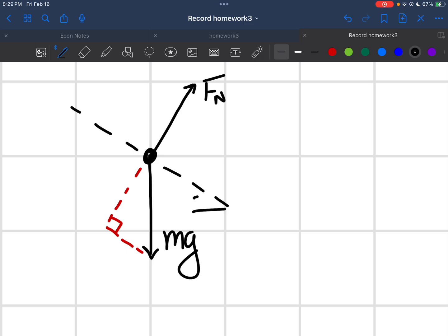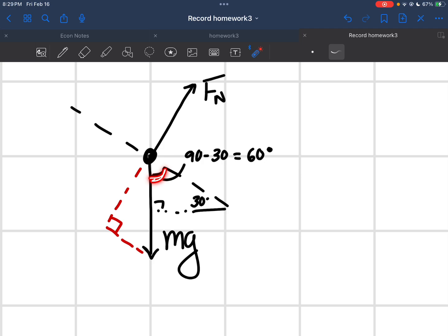All right, so we were given that this was 30 degrees. So if I kind of envision a right triangle here, this angle is going to be 90 minus that, because all of my angles in that triangle have to add to 180. So 30 plus 90 is 120. So what remains is my 60 degrees here.